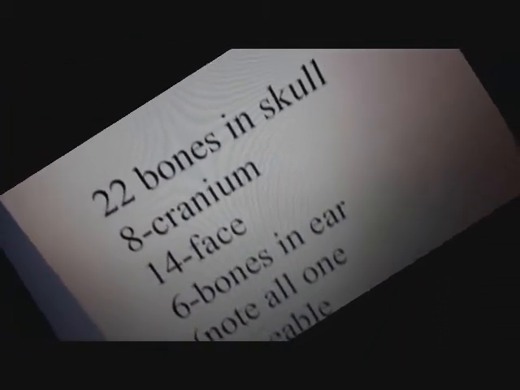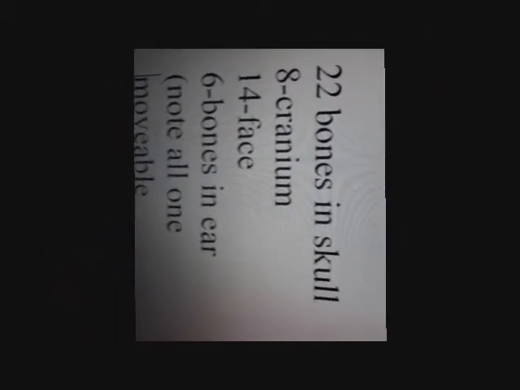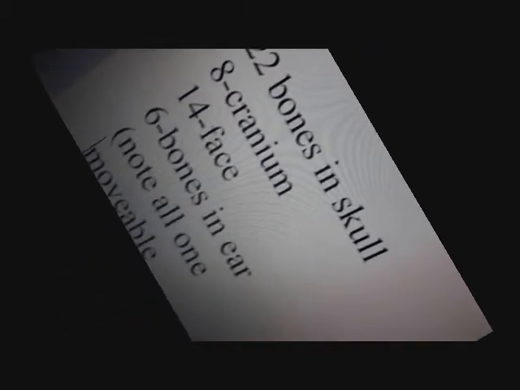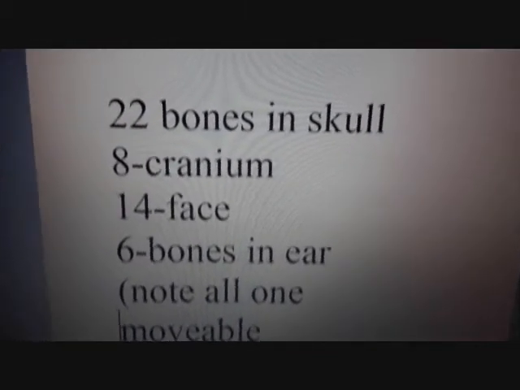How many bones are in the skull, including the face? How many are immovable? There are a total of 22 bones in the skull, including 8 of them in the cranium and 14 of them part of the face. Only one bone is movable, and that's the jawbone. There are 6 bones inside of the ear.